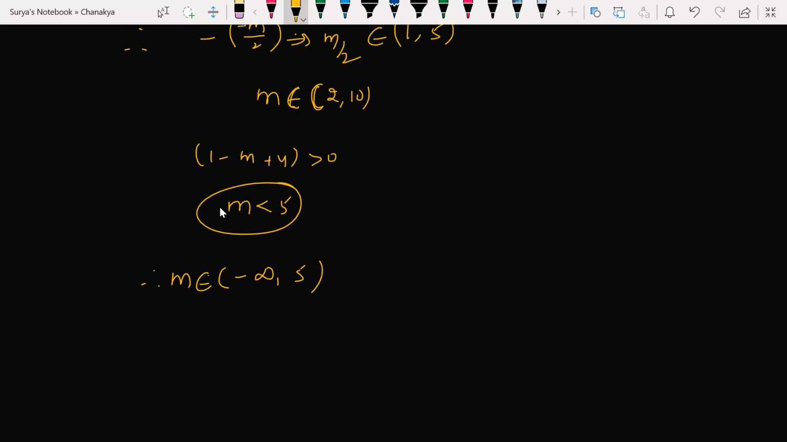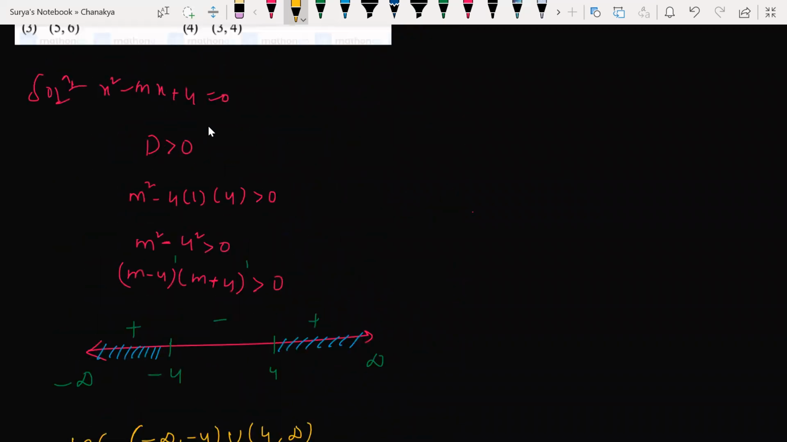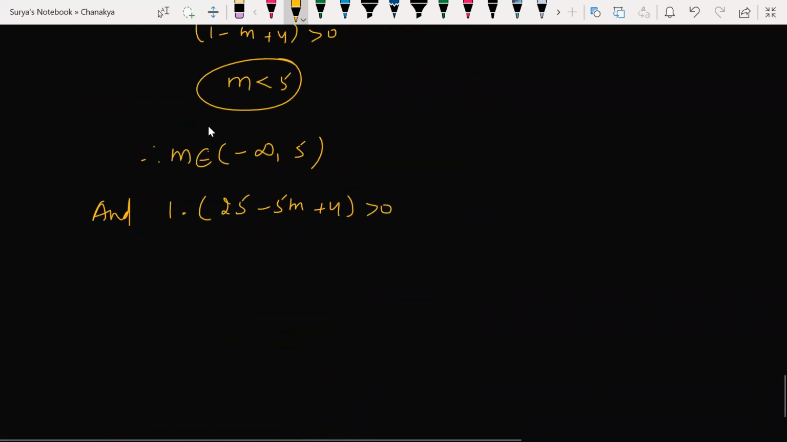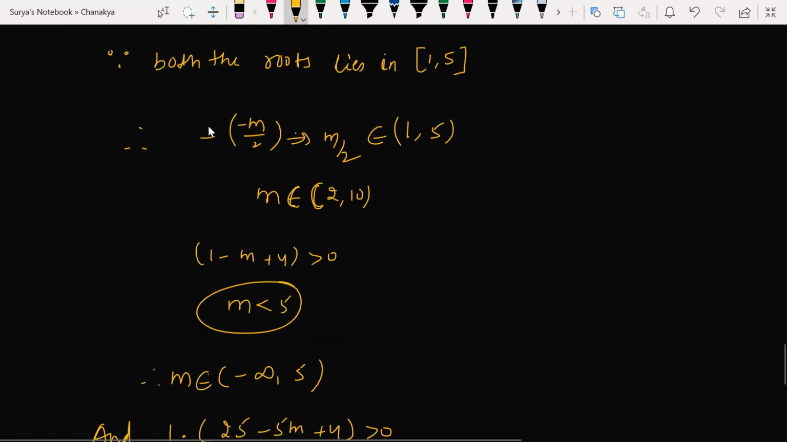Minus infinity to 5. Now what can you take here? And you write this as 1 into 25 minus 5m plus 4, which is greater than 0. I'm writing everything from this same equation, x square, substituting 5, so greater than 0. So the m value is going to be 29 by 5, right? m less than 29 by 5. 25 plus 4 is 29 by 5. Correct? Very simple. So now m belongs to minus infinity to 29 by 5. Correct?